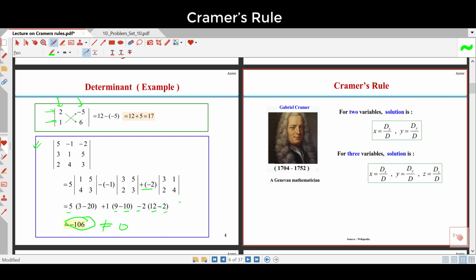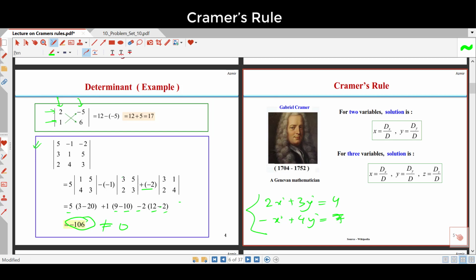So Cramer's rule is named after the Genevan mathematician Gabriel Cramer. So suppose we have equations like 2x plus 3y equals 4, minus x plus 4y equals 7. So we have two equations, that's why this is a system. All the equations are linear because the variables are with power 1. So these are linear equations, system of linear equations.